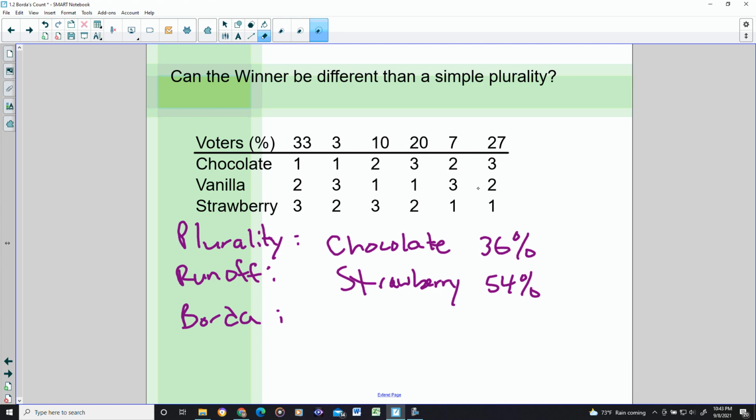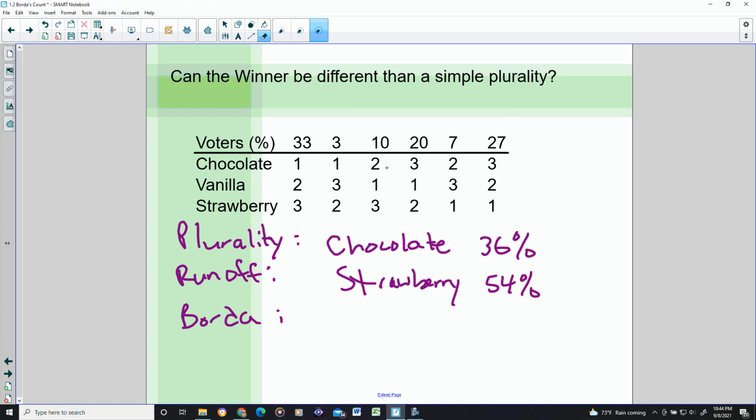33 and 27. So vanilla's got 30% of the votes, but look at how many second place votes it has. And so that's going to be pretty interesting to see what happens. So once again, what we're going to do is add up all the place values. Because we have a certain group of voters in each category, you simply multiply these together and add them all up. So you're going to do 33 plus 3, that's 36.